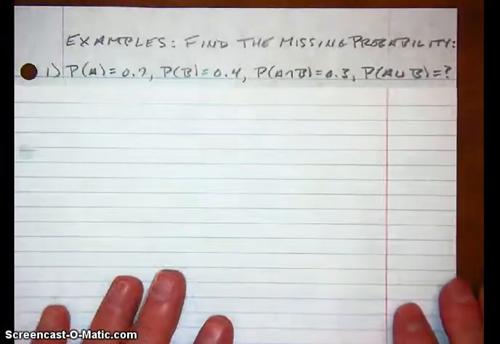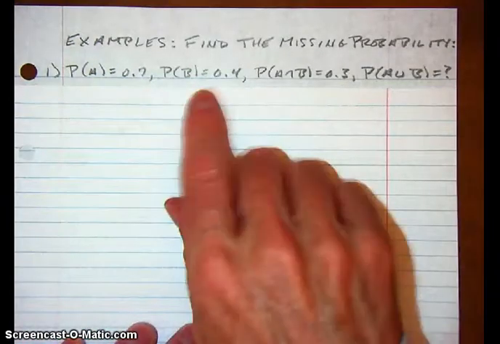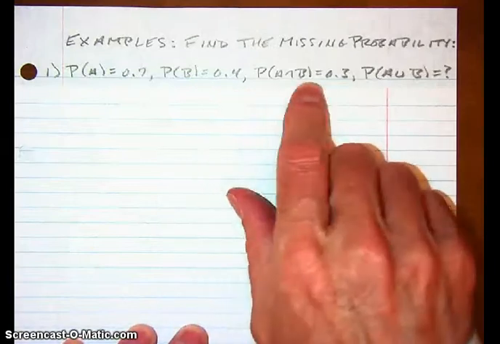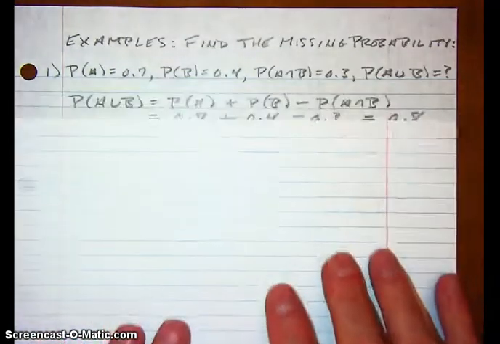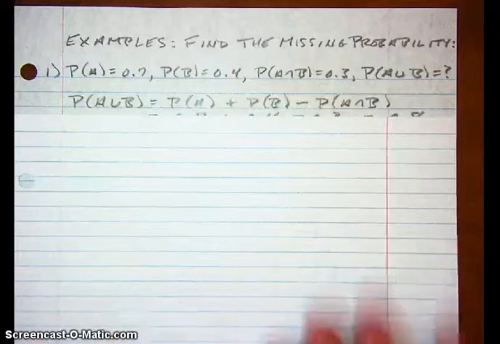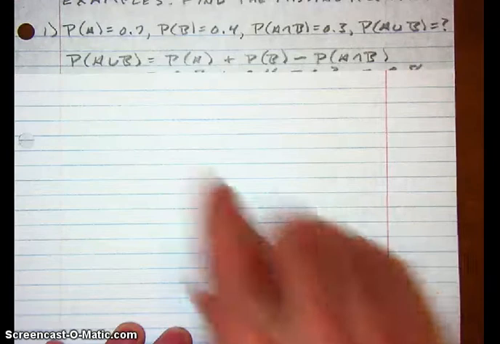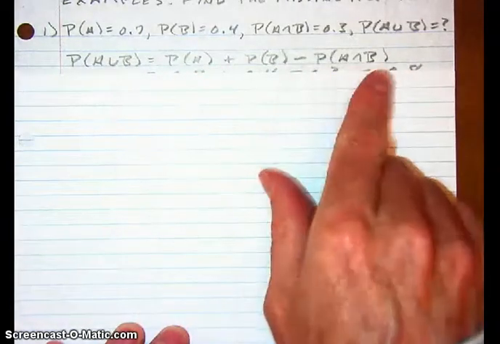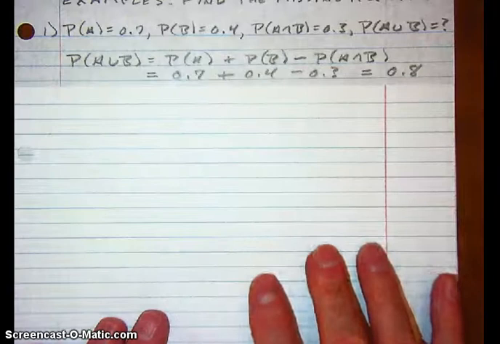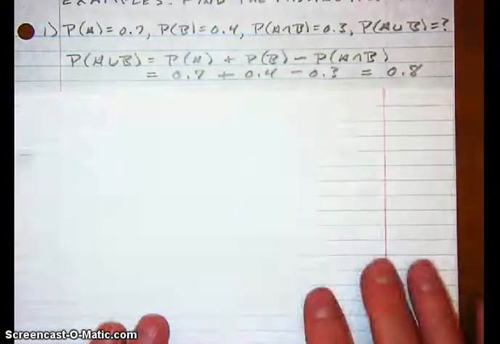Okay, we're going to find the missing probability in each of these situations. So we have probability of A is 0.7, probability of B is 0.4, probability of A and B is 0.3, and we want to find the probability of A or B. Well, this addition rule is ideally set up for this particular calculation. We have the probability of A or B on the left, and these other three probabilities on the right. We just plug them in and simplify it down. 0.7 plus 0.4 minus 0.3 is 0.8. And there you go.